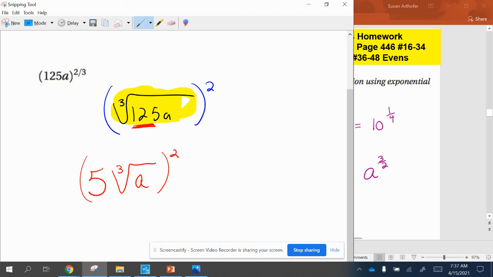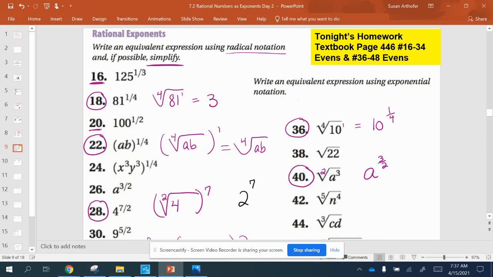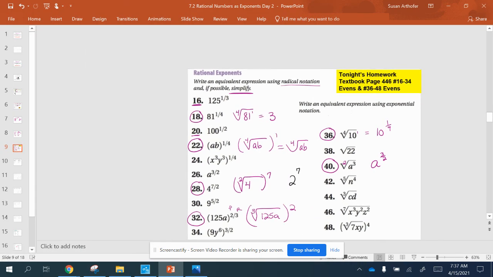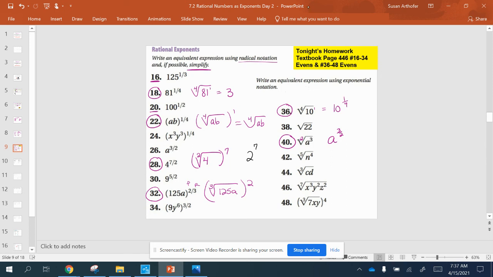Okay, so we're going to go ahead and give these problems a try. I can finish this one up for you here. So on this one, out came the 5, in stays the a, and we keep the 2. All right, and you don't do anything more with that outside 2 on this one.